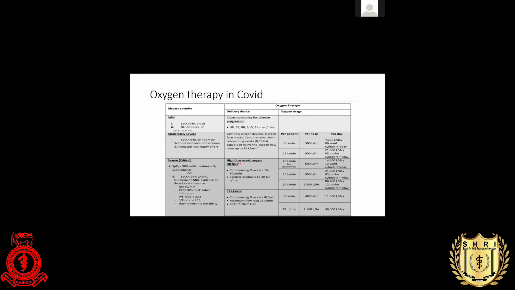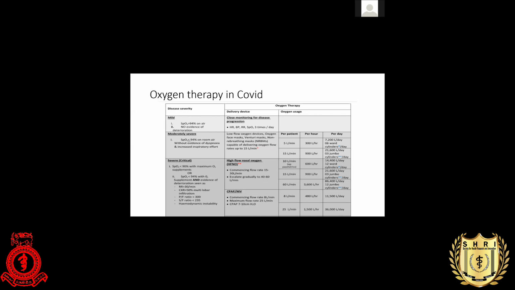So you can start low flow oxygen, as Dr. Dillon mentioned, you can use either one of them. You can go up to a flow rate of 15 liters a minute and have to check the patient's vitals regularly, to see whether the patient is deteriorating. When the patient comes into the severe critical form, that is when the saturation is less than 90 with signs of increased work of breathing, you have to select either a high flow nasal oxygen cannula, CPAP, or NIV devices. We call them bridging therapy.